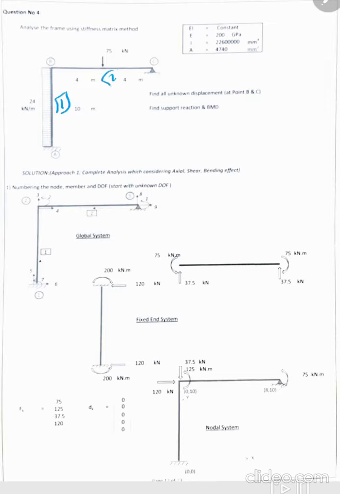and this is member number 2. On member number 1 we have a distributed load of 24 kilonewton. And for member number 2 we have only one force, 75 kilonewton.